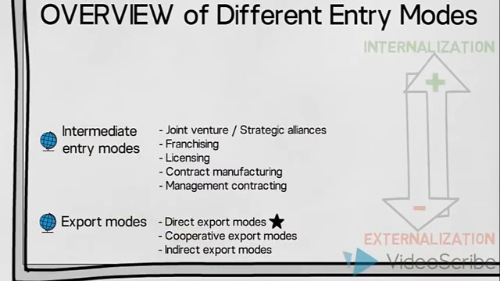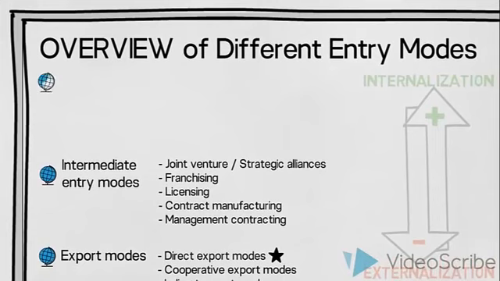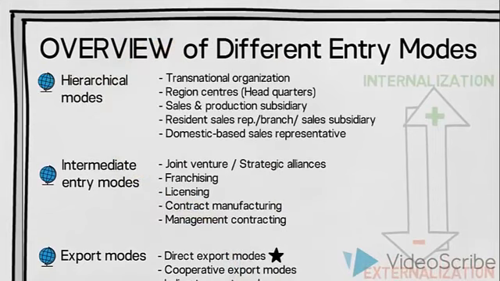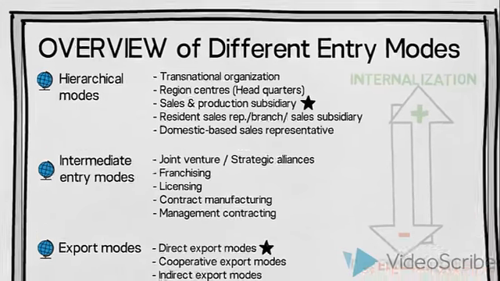Intermediate entry modes include joint venture, strategic alliance, franchising, licensing, contract manufacturing, and management contracting. And finally, with the highest level of internalisation, the hierarchical modes: transnational organisation, region centres, sales and production subsidiaries, resident sales representative or subsidiary, and domestic-based sales representative. Sales and production subsidiary is the mode initially considered by French Cakes in our example.